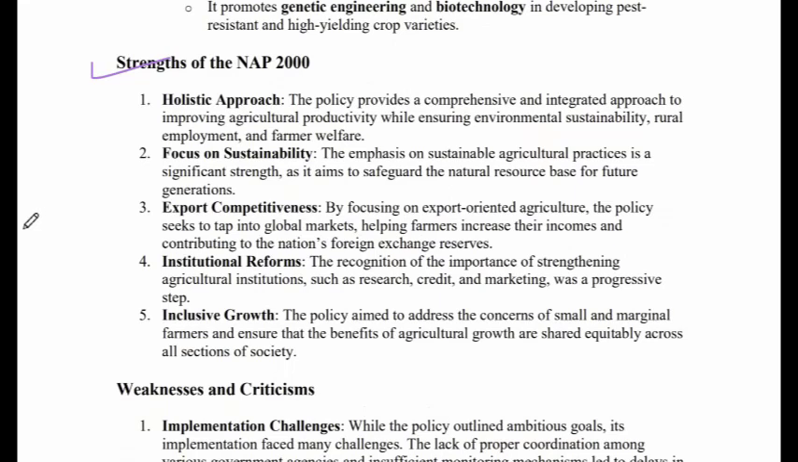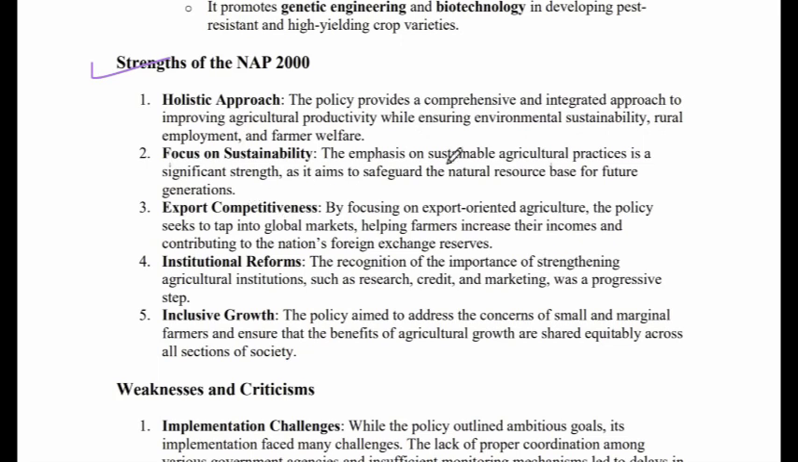Strengths of NAP. Holistic approach. We'll also understand the weakness, which is very important. The policy provides a comprehensive and integrated approach to improving agricultural productivity while ensuring environmental sustainability, rural employment, and farmers' welfare.